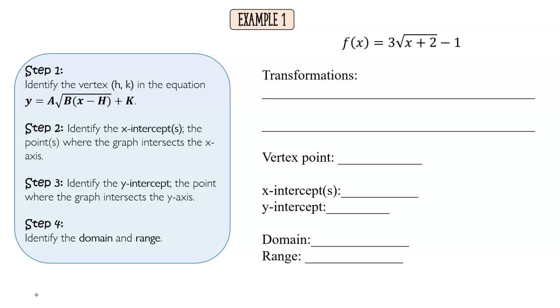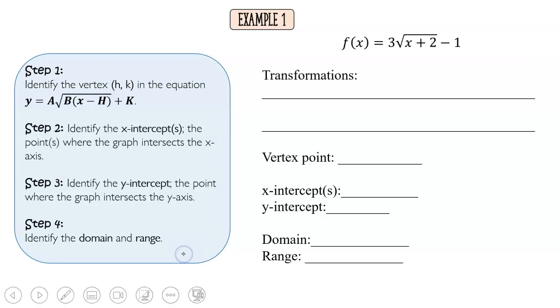All right, now, transformations. What does this 3 do? Vertical stretch. What does this plus 2 do? Up, down, left, or right. Which way does this shift? Left. Okay? Because insiders lie. They lie and they're horizontal. So left 2, and then up, down, left, or right. Which way is this minus 1 going? Down 1. It's not a line, it's vertical.